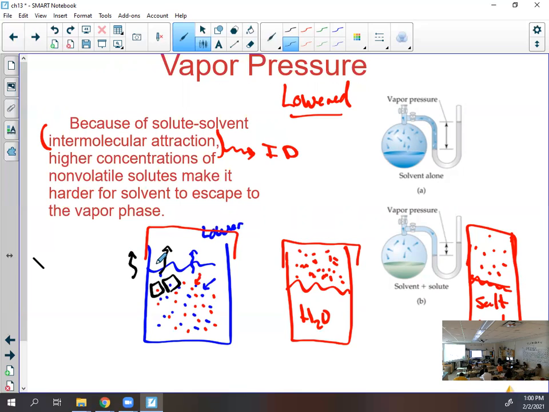Okay. Are there solutes that would increase the vapor pressure? I don't know, probably, but not generally for sure. I'd have to think about that one.